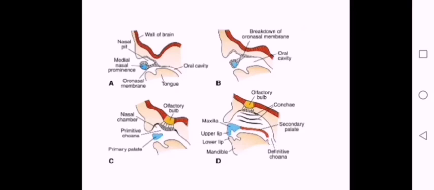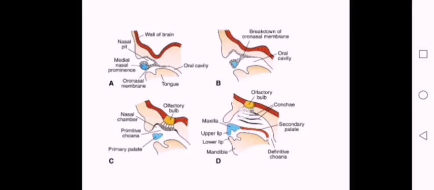So it becomes located more dorsally and smaller than the primitive choana, as we can see here. Then after that, on the lateral wall of the nasal cavity, the superior, middle, and inferior conchae begin to develop as an outgrowth from the lateral wall of the nasal cavity. They begin to develop after the 6th week as an elevation from the lateral wall of the nasal cavity.